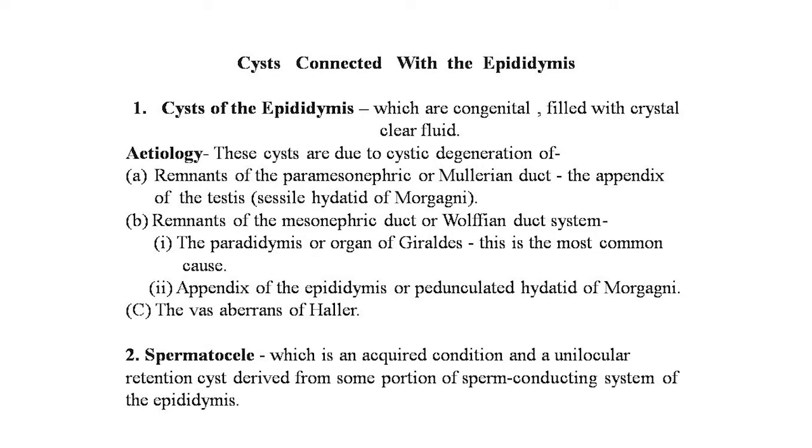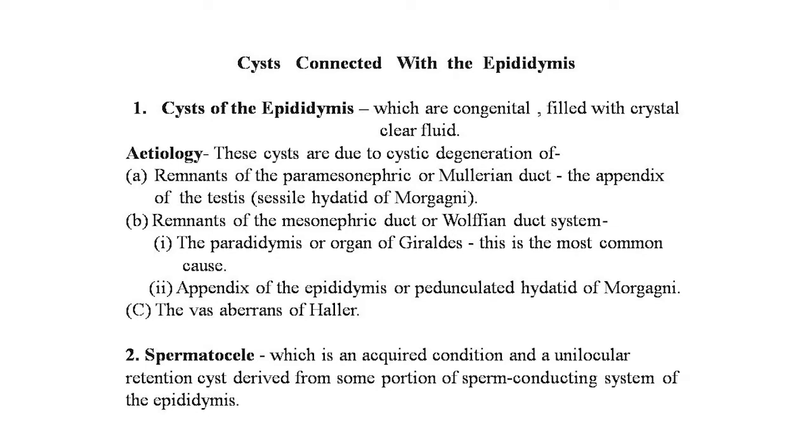Etiology: these cysts are due to the cystic degeneration of remnants of the paramesonephric and Mullerian duct, the appendix of the testis, that is the sessile hydatid of Morgagni, remnant of the mesonephric duct and Wolffian duct system, the paradidymis or organ of the Giraldes. This is the most common cause. Appendix of the epididymis or pedunculated hydatid of Morgagni, the vas deferens of Haller. These are the etiologies for the cyst of the epididymis.